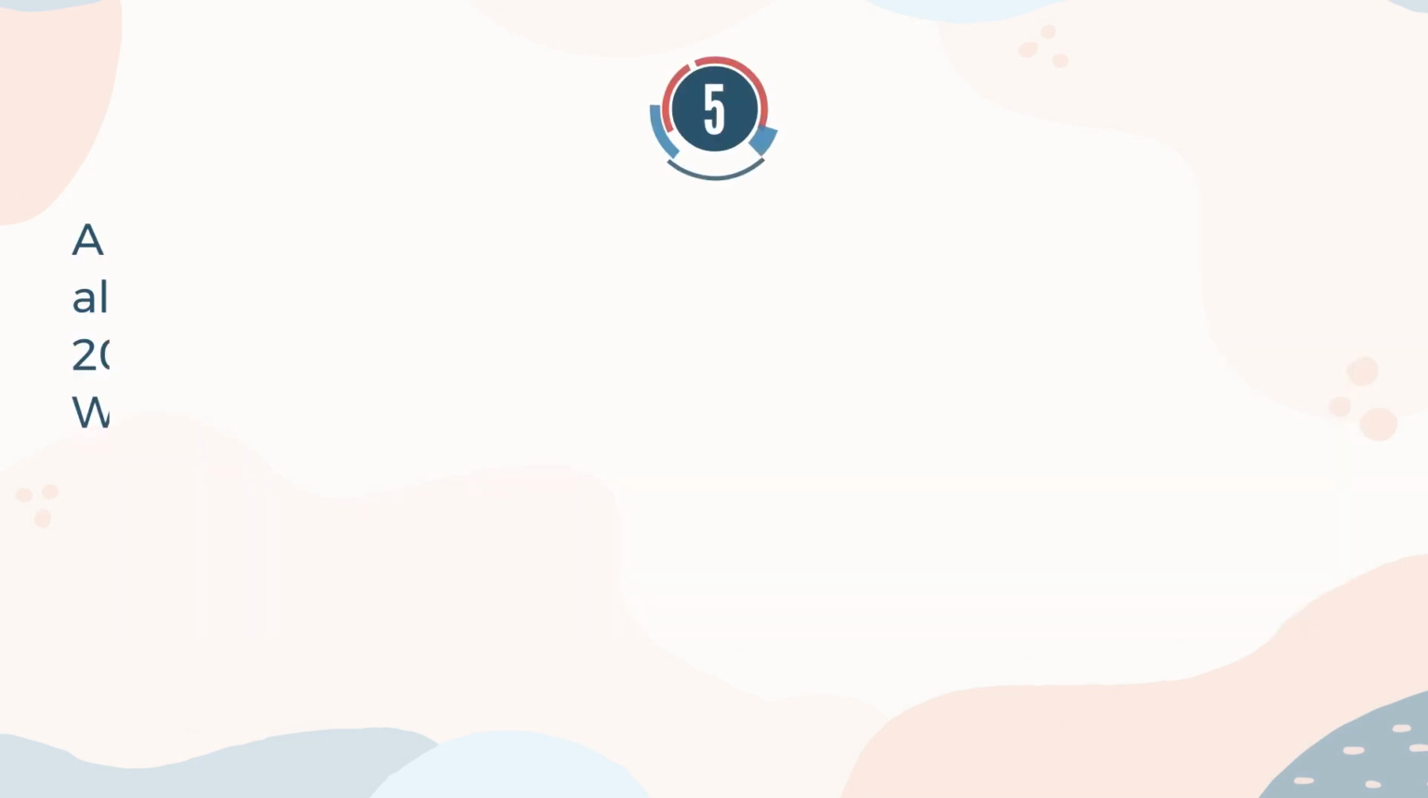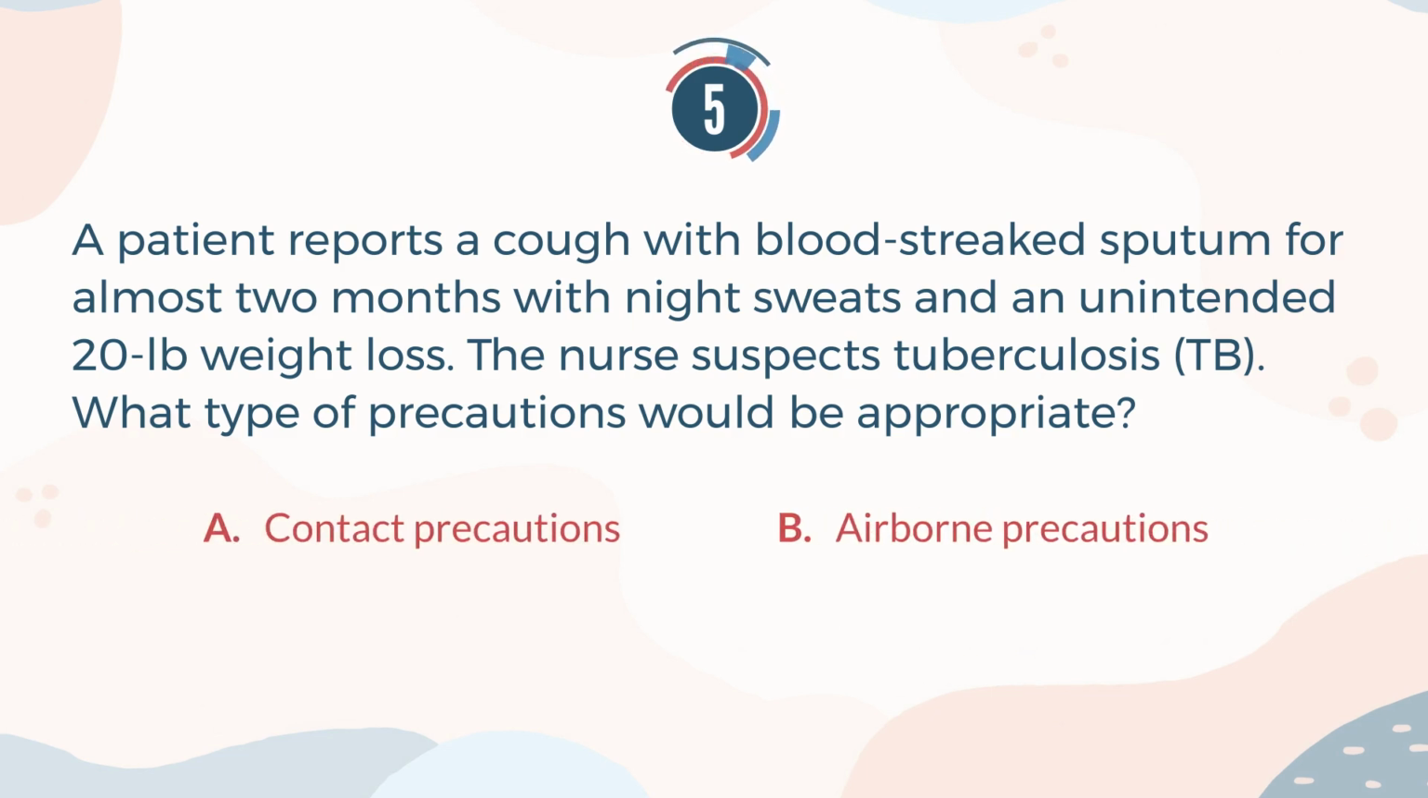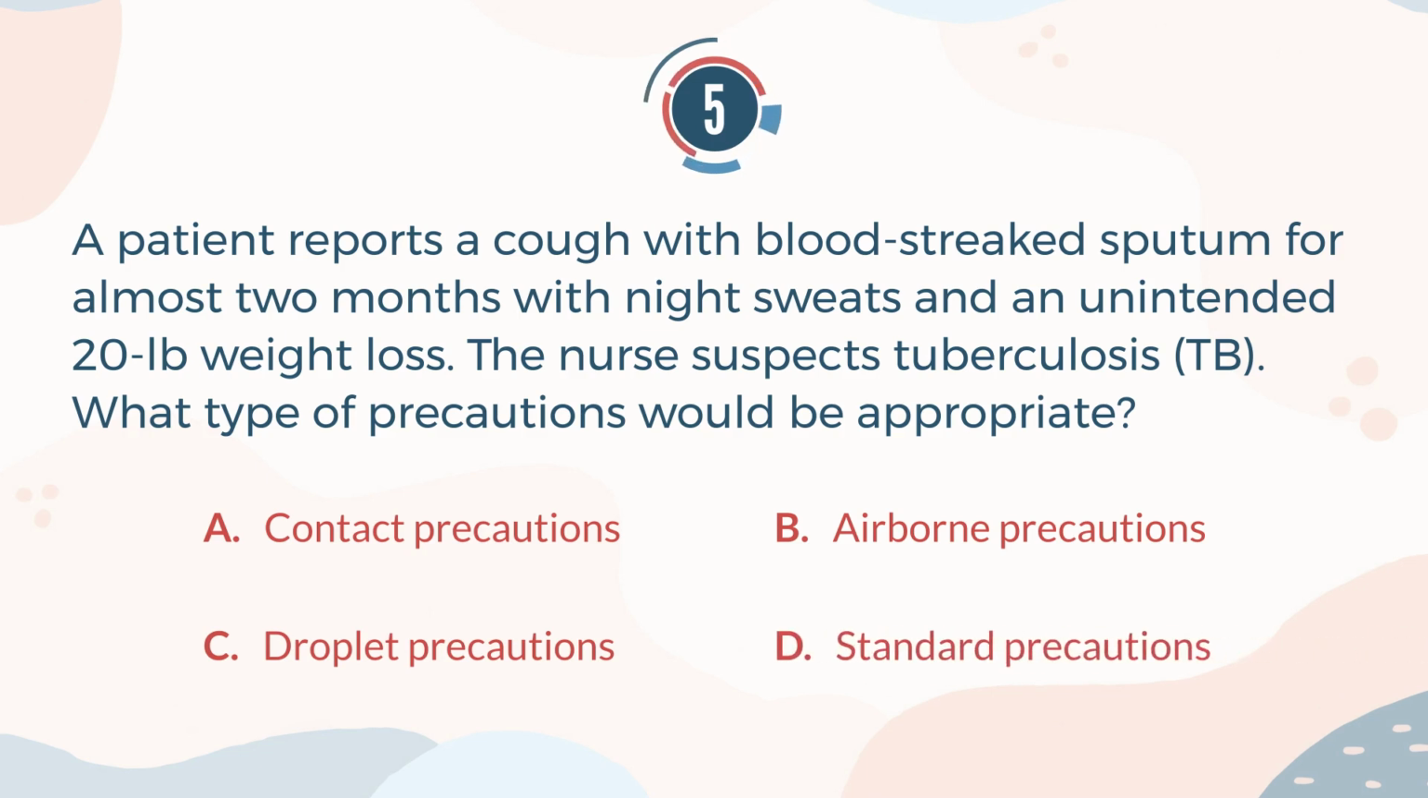Number 5. A patient reports a cough with blood-streaked sputum for almost 2 months with night sweats and an unintended 20 pounds weight loss. The nurse suspects tuberculosis. What type of precautions would be appropriate? A. Contact precautions. B. Airborne precautions. C. Droplet precautions. D. Standard precautions. The correct answer is B.